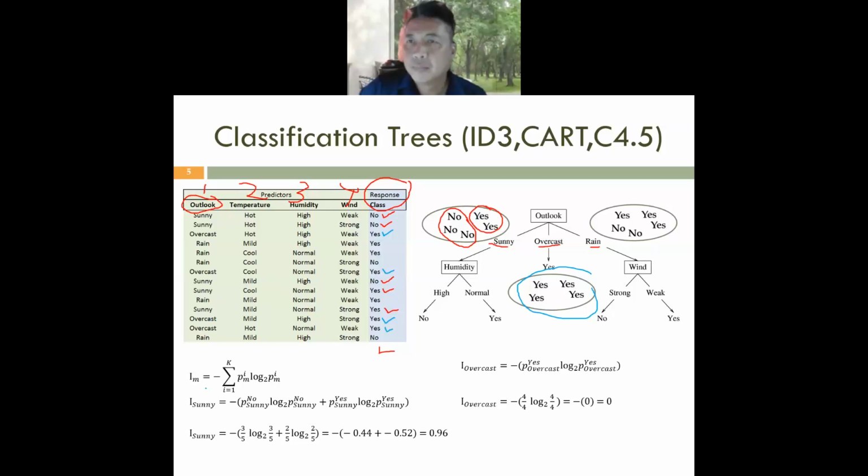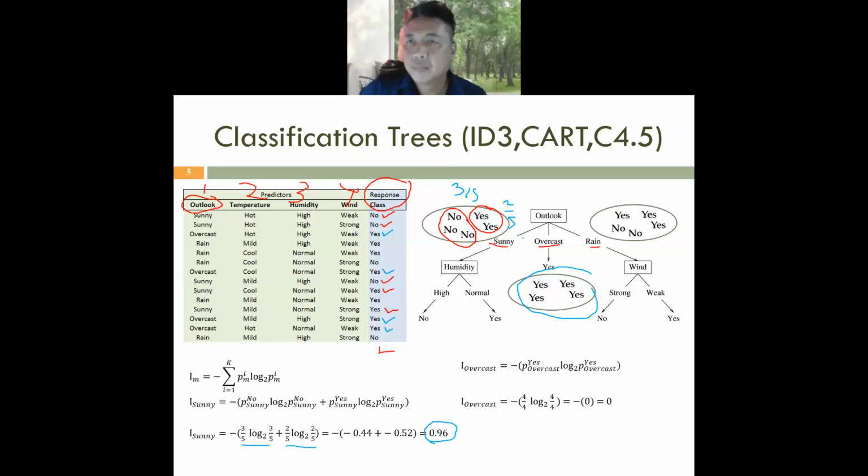For example, we are looking at the sunny first. So this is the sunny. For the no, we have 3 over 5. For the yes, we have 2 over 5. We just plug in the numbers here, and we get this value. That is the entropy, or measure of purity, of that particular group of data.